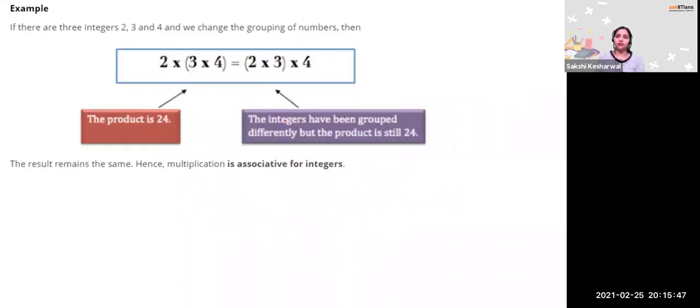That's it. Now let's see this as an example and let's go fast with it. Okay, now just see over here. It says that if you take the three integers 2, 4, and 5, we change the grouping and see that 2 into 4, the product is 24. And the integers have been grouped differently, but the product is still 24. So we say that the result remains the same. Hence, multiplication is associative under what? Integers, right?